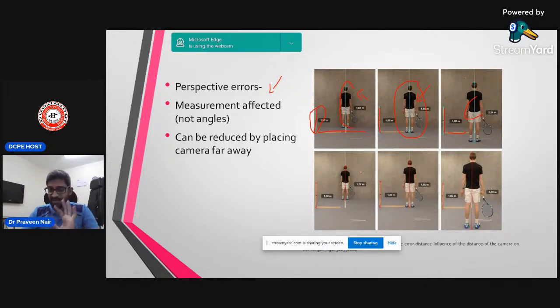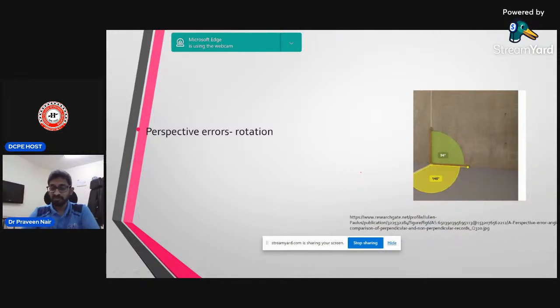Now in this kind of situation, angles are not affected. But you will underestimate or over-exaggerate the angle also, particularly if you are measuring any joint angle and that particular motion actually goes out of the plane of motion. We'll be able to see that in this example. This is a rotational error which we may find in cameras also. So we have to take care of these things also. Let me give you a simple example.